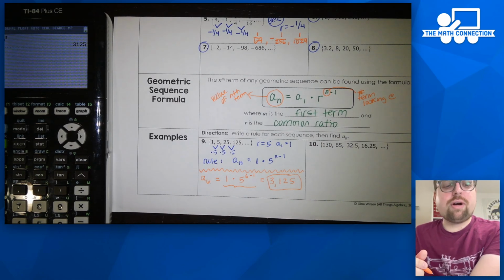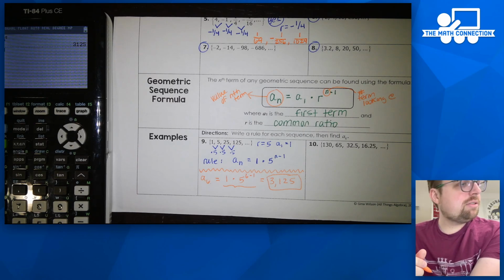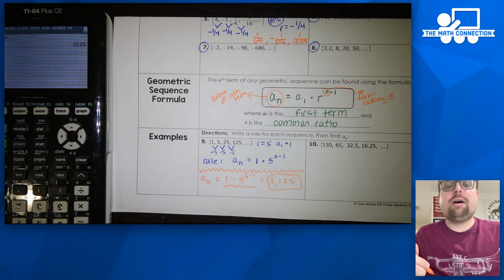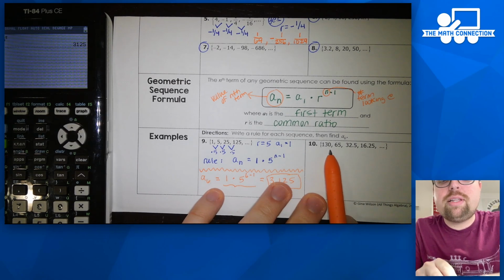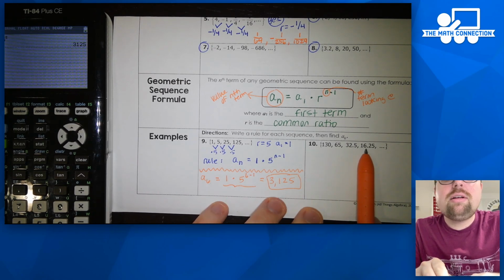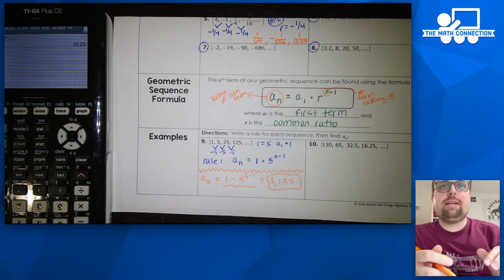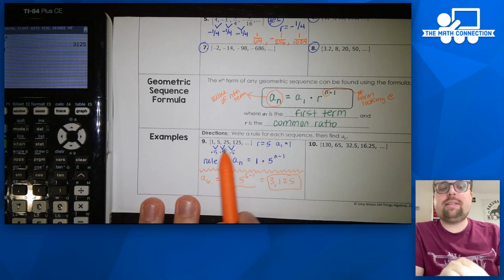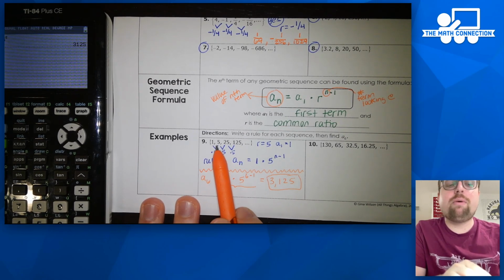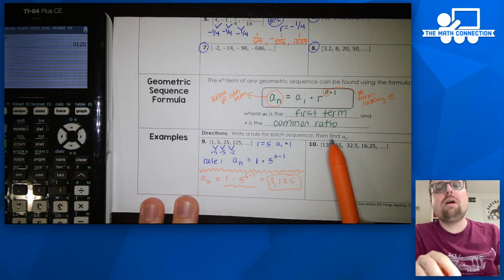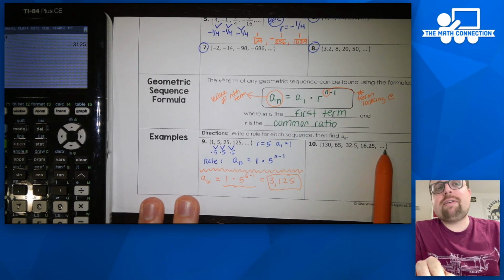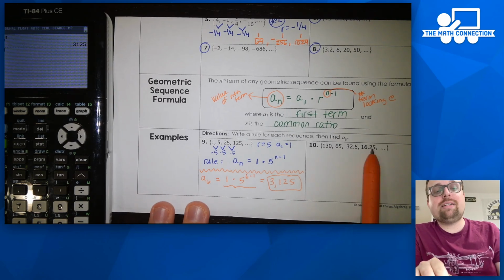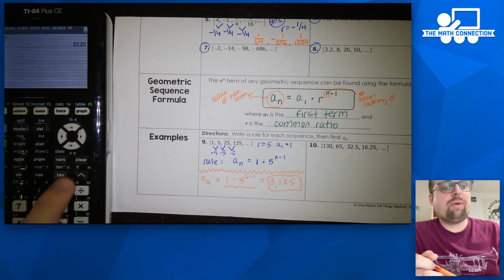Okay, let's see. There's a lot of examples for this section, so I'm going to do 10 with you. It looks like the numbers in this sequence are getting smaller. So it's not going to be as easy to find as when they're getting larger, because that is easier to guess. You can figure out what you're multiplying by to get a larger number. It might not be as obvious to go backwards when you're trying to go smaller. So we're going to go from right to left and divide to find out what the common ratio is.